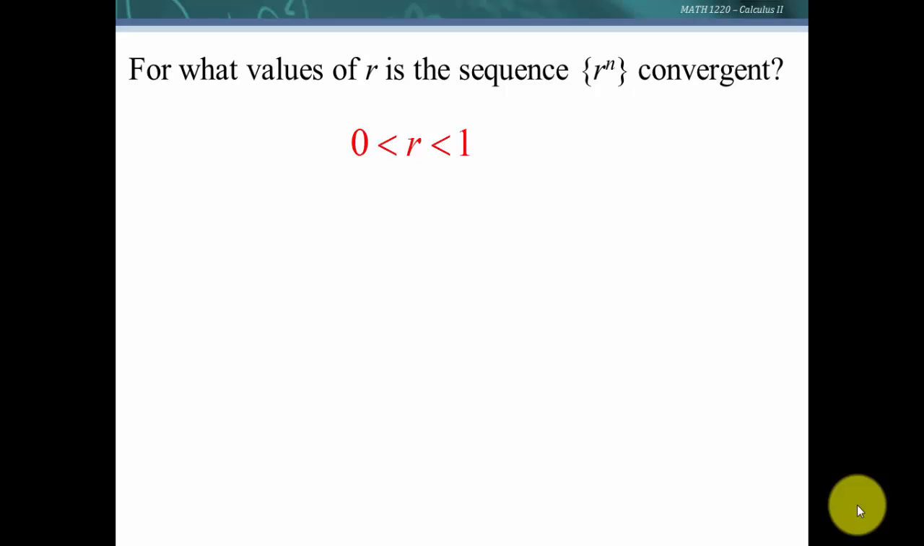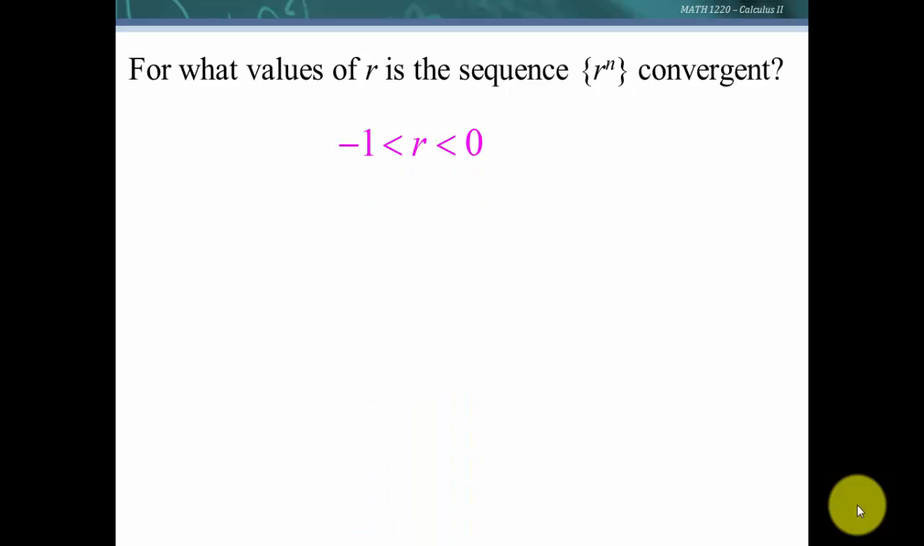What about if the r is something between 0 and 1? You can think of it as a fraction like a half, or a decimal like 0.2. If we multiply a half times a half, we get a fourth, times another half, we get an eighth. We can see as we keep multiplying by this fraction less than 1 that we're getting smaller and smaller. In fact, if that r is between 0 and 1, it's going to decrease and head towards a limit of 0, and it is convergent.